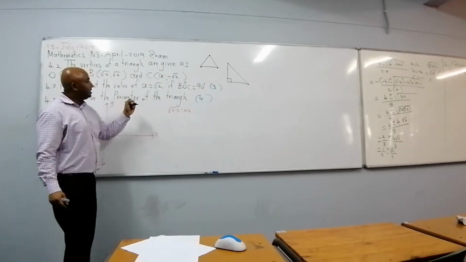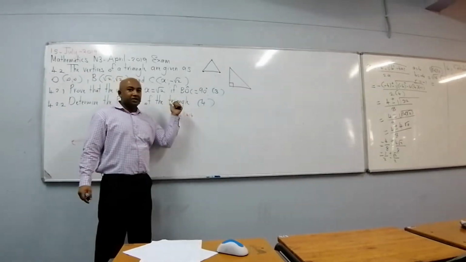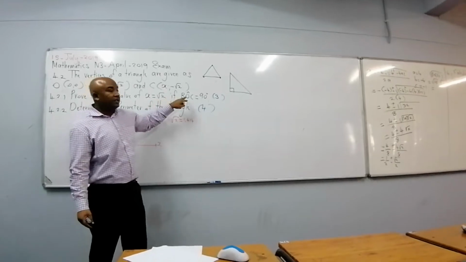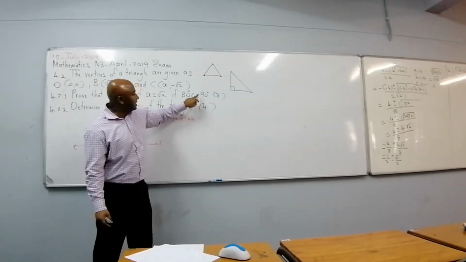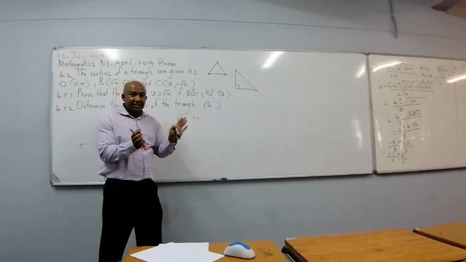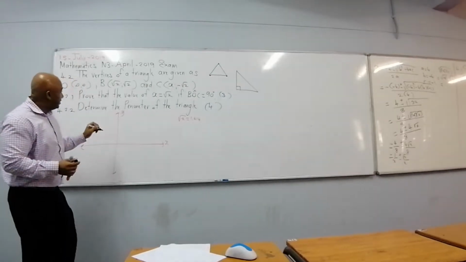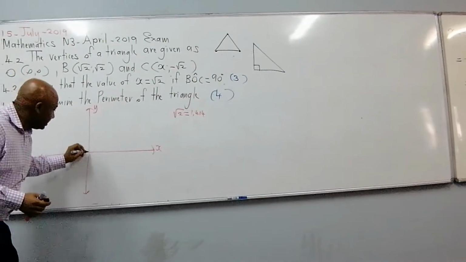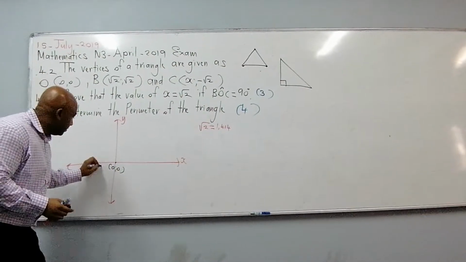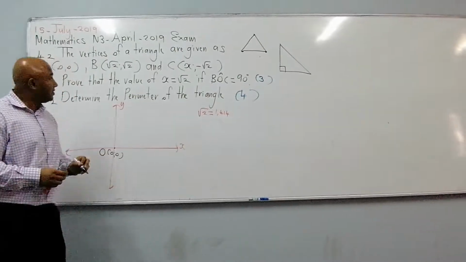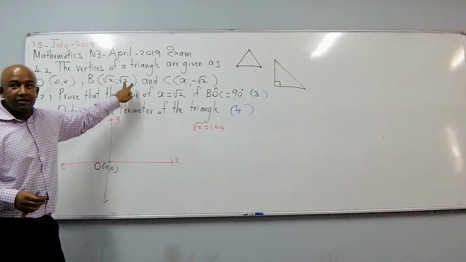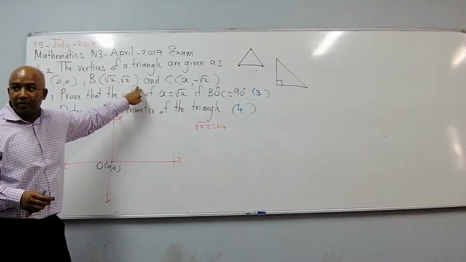Specifically, we are dealing with a right angle triangle because we are told to prove that the value of x is equal to root 2 if BOC is equal to 90 degrees. That means this point here, O, that's the angle 90 degrees. O is the center, which is 0, 0. That is O. Then you have another point, B, where x is square root 2, and y is square root 2.